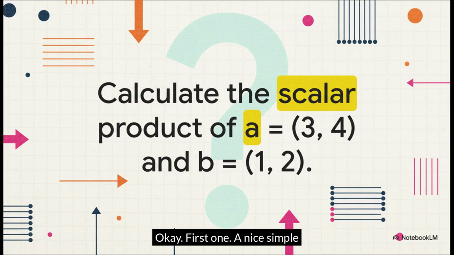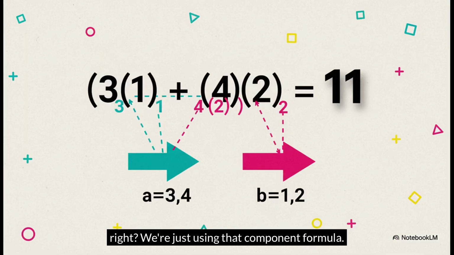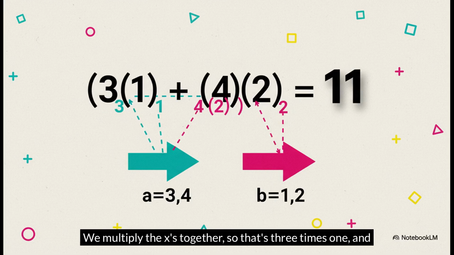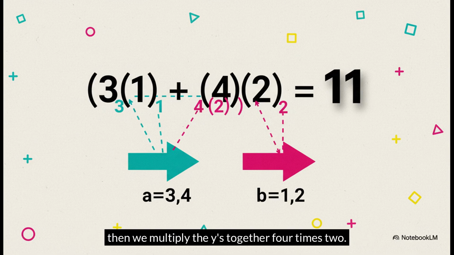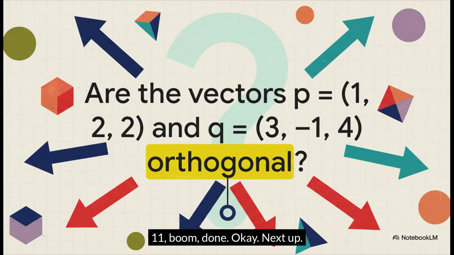Okay, first one. A nice, simple 2D calculation to get things rolling. What's the scalar product of vector A and vector B? Easy peasy, right? We're just using that component formula. We multiply the x's together, so that's 3 times 1, and then we multiply the y's together, 4 times 2. Add them up, 3 plus 8 gives us 11. Boom, done.